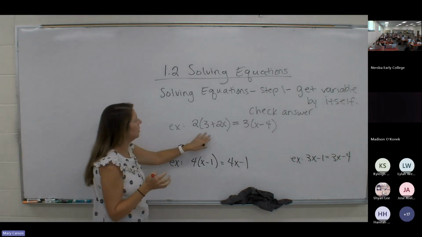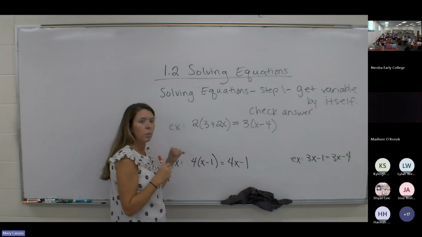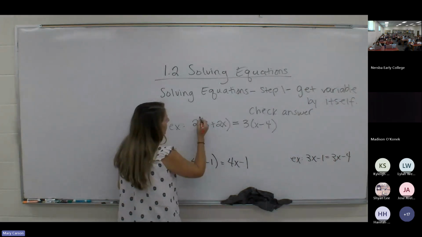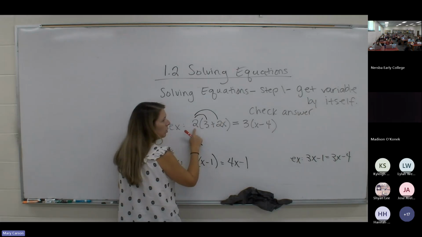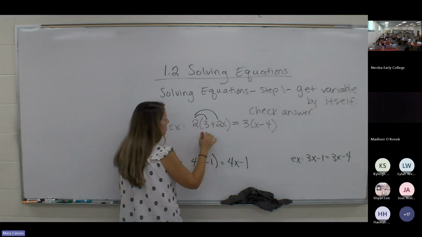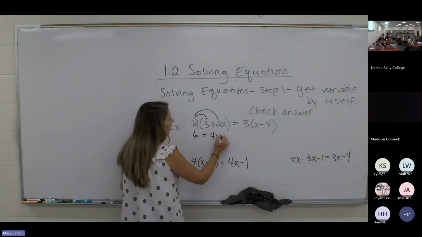All right, so let's take a look at this first one. You're gonna need to use the distributive property before you can move anything, okay? If you remember, the distributive property just means that you're gonna take this 2 and multiply it by the 3 and the 2x. So 2 times 3 is gonna give you 6. 2 times 2x is gonna be 4x.